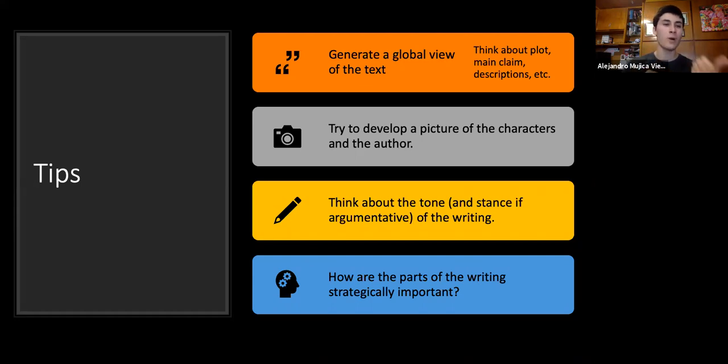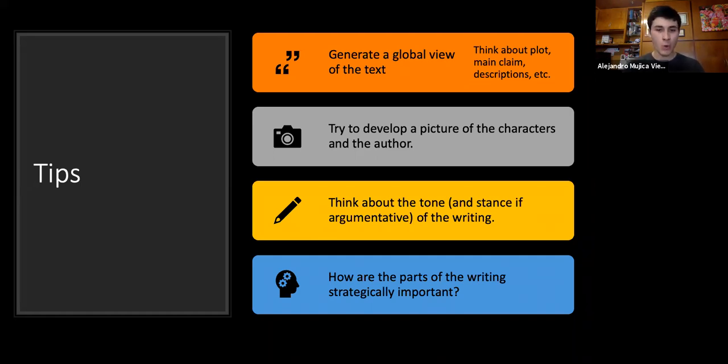What group are they a part of? What emotions do they have? How do they speak? What do they speak about? What's important to them? To be able to answer these questions that ask you to think like them. Does that make sense? Okay.